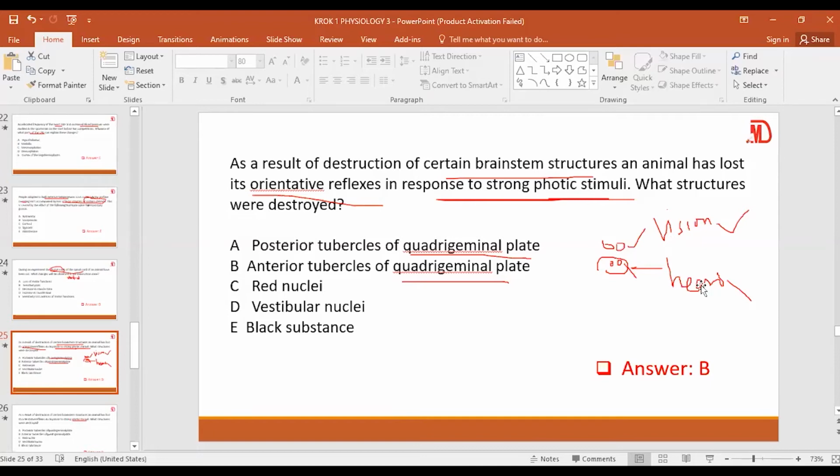So, sir, what I understand is that the superior is for vision. Yes. And the inferior is for hearing. For hearing, yes. Okay. But like I said, another name for the quadrigeminal bodies is quadrituberculi, or colliculi, that is C-O-L-L-I-C-U-L-I.